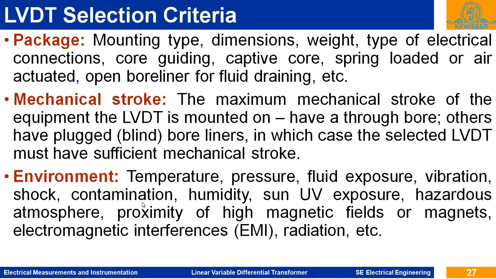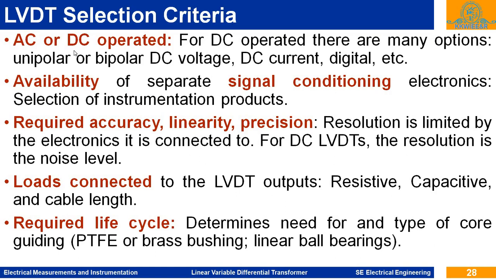Okay. This is also repeated. Environmental condition. Then supply, AC or DC operated. Whether DC operated, there are many options: unipolar or bipolar DC voltage, or DC current, or digital. So what kind of output you require? Because the primary coil is connected to the AC, we must provide the AC supply for the primary coil. But on the secondary side, whether you require AC or DC.